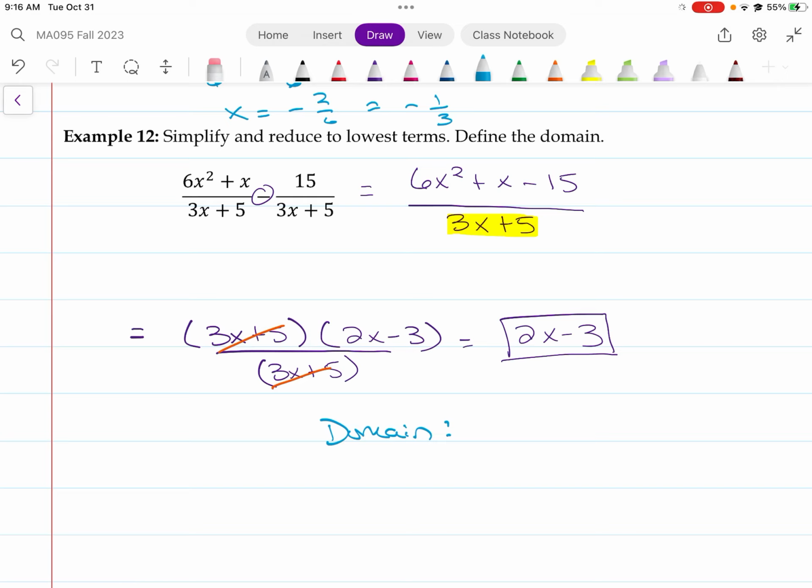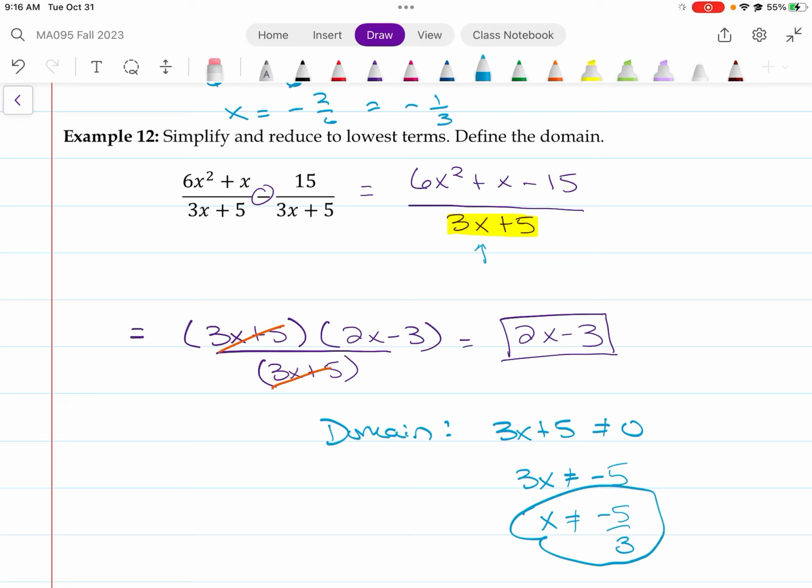All right, and you should find that the domain is where 3x plus 5 cannot equal 0. So 3x plus 5 cannot equal 0, so x cannot equal negative 5/3. And when you do that, go back and think about whether that makes sense. If I put negative 5/3 in right there, I'd end up with negative 5 plus 5, which is 0. So yeah, that's the domain.